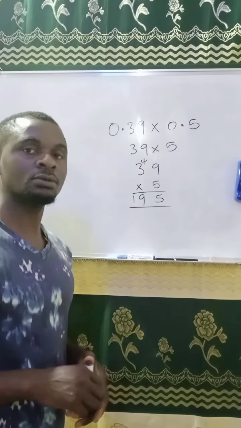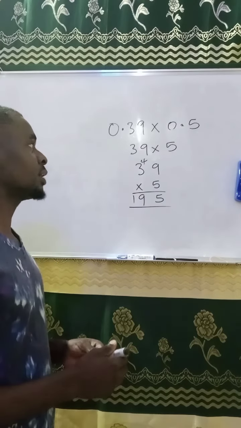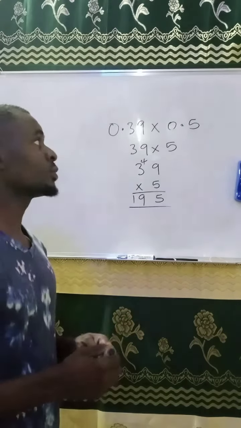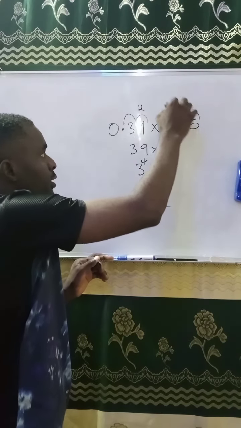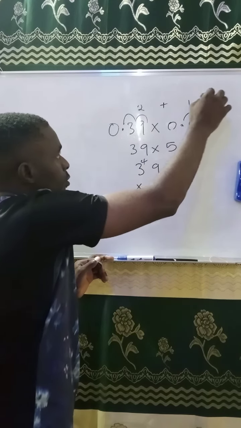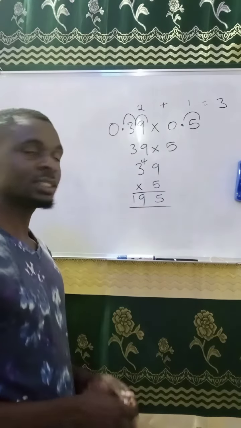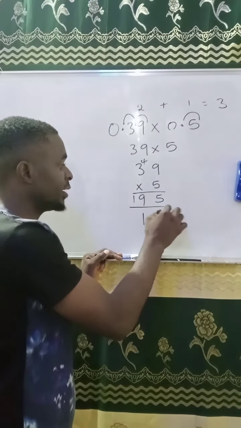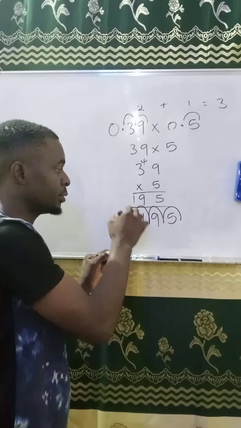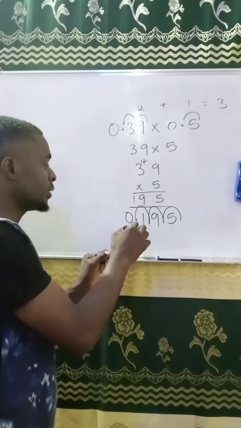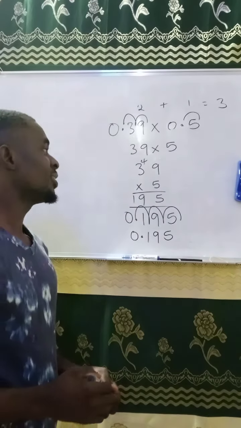Remember, we are multiplying decimals. So we have to fix the decimal points back into the answer. So let's count the number of decimal places we are going to fix. We have 2 here, 1 here. So we have 3. We actually have 3 decimal places to count backward. And this is how we are going to do it. 195. Let's count backward. 1, 2, 3. Fix your decimal point, and your answer becomes 0.195. Are you there? Okay.